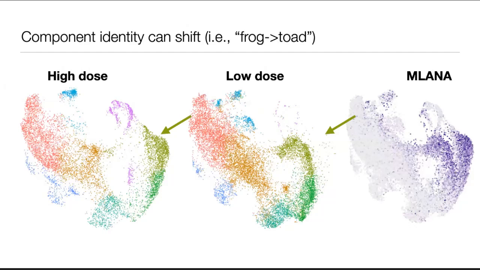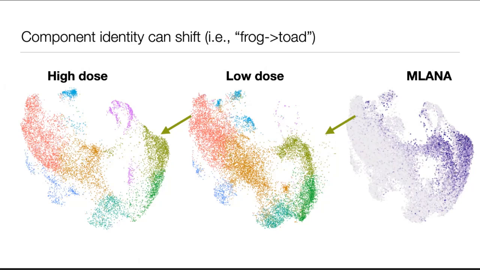So one example is the component identity shift. This is like the frog to toad. You can see over here at the high dose, the UMAP has this big bulge. At low dose, that bulge seemingly shifts over to the left. And this is actually this melanin A subcluster.